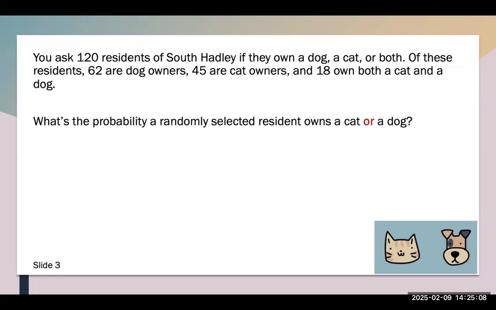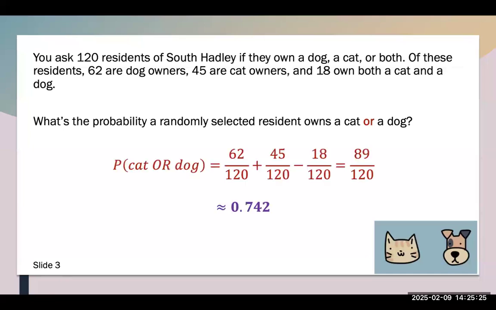Okay, if we randomly select a resident, what's the probability that resident owns a cat or a dog? Notice that we're using the word "or" here. So maybe pause the video and see if you can find the answer. Okay, the answer is, remember that for "or," if we have disjoint events, it's just the probability of the cat plus the probability of the dog. But because these two events are not disjoint, it's possible to have a cat and a dog, then we have to subtract the probability of getting a cat and a dog.